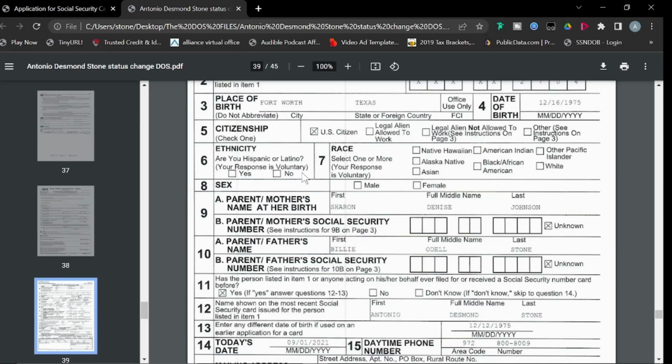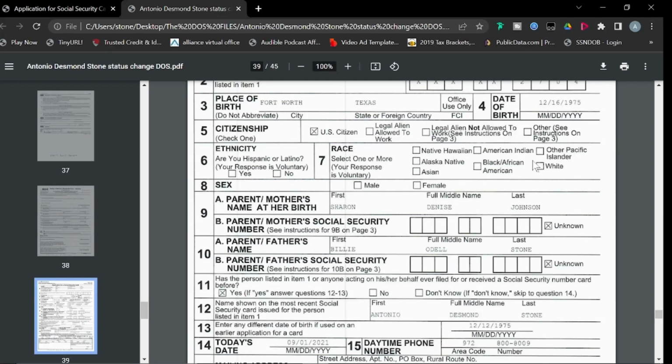Now I'm going to tell you what you don't see. It says here, your response is voluntary. So you're not going to be penalized for not putting it. So don't let them say, oh, you got to put something. No, it says right here, your response is voluntary. And this is where we get ourselves in trouble. We always want to put down stuff voluntary, and that's what turns you into the U.S. citizen. So 7, you don't put nothing there either.